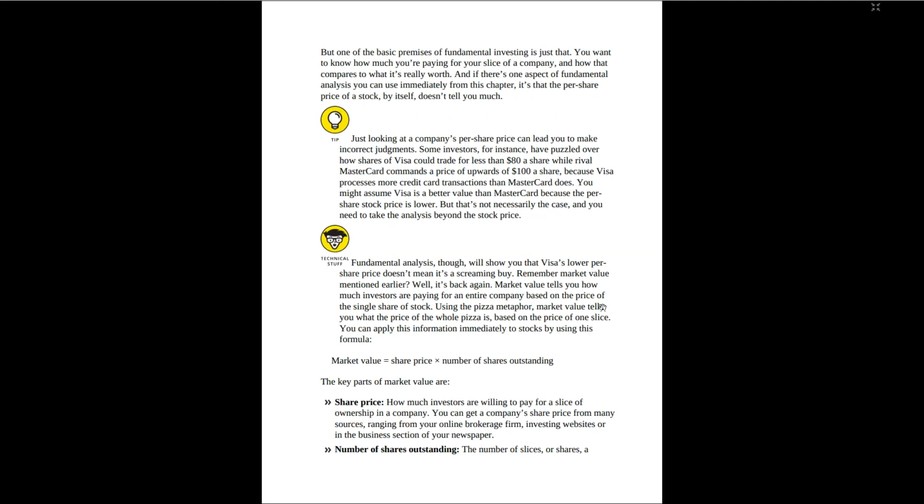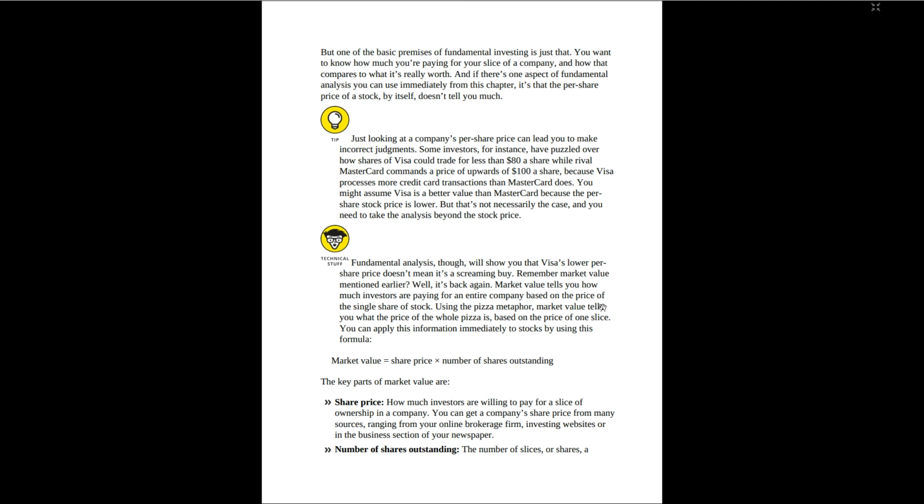But one of the basic premises of fundamental investing is just that you want to know how much you are paying for your slice of a company and how that compares to what it is really worth. And if there is one aspect of fundamental analysis you can use immediately from this chapter, it is that the per share price of a stock by itself does not tell you too much. Tip: just looking at a company's per share price can lead you to make incorrect judgments.